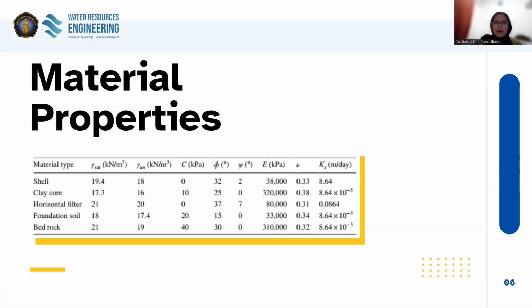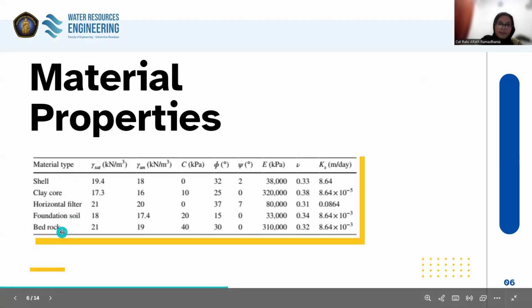These are the material properties. This table presents various physical and mechanical properties of different soil materials used in geotechnical engineering and civil engineering. Each material type is characterized by specific parameters. There are 5 material types: the first one is shell, then clay core, horizontal filter, foundation soil, and the last one is bedrock.